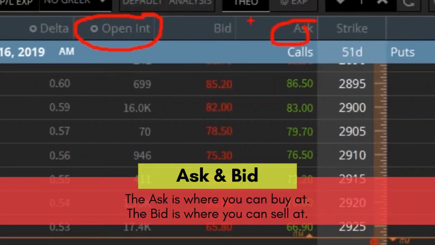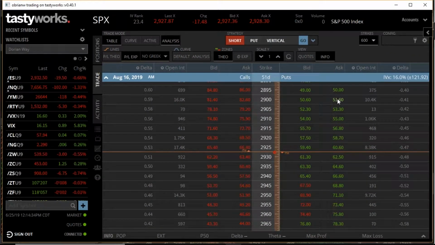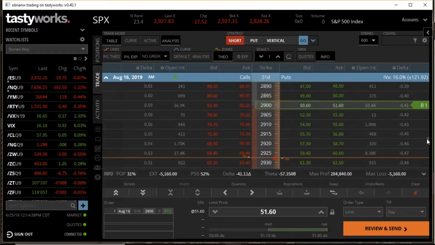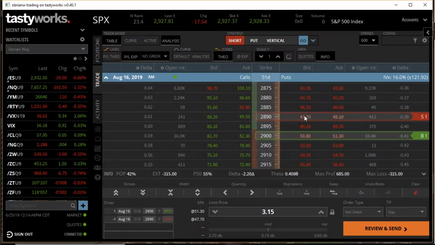The ask and the bid is where you can buy and sell at. You can buy at the ask and you can sell at the bid. So when you're looking on the TastyWorks platform, if you want to buy, you click the ask, and when you click that, it's going to be green. And if you want to sell, you click the bid, and when you click that, it's going to be red.